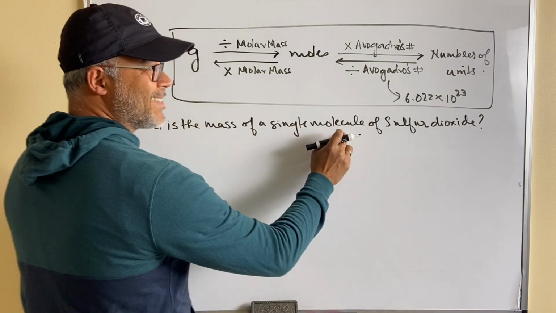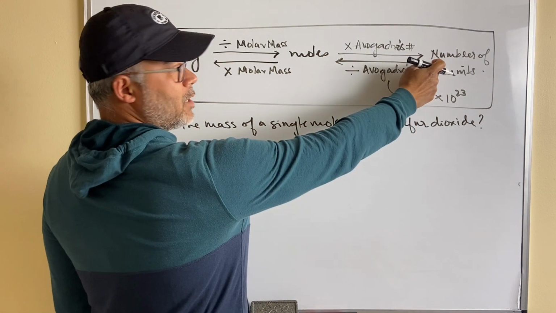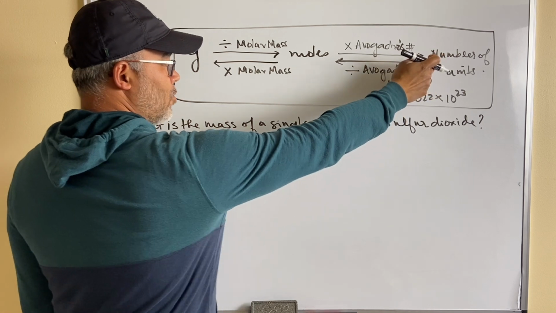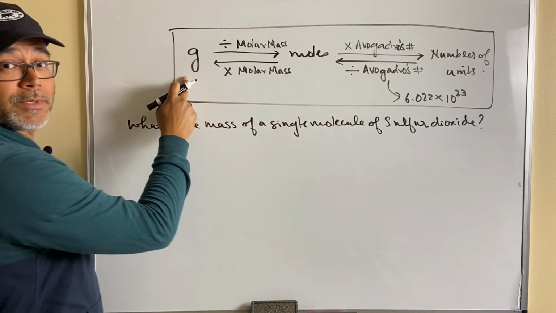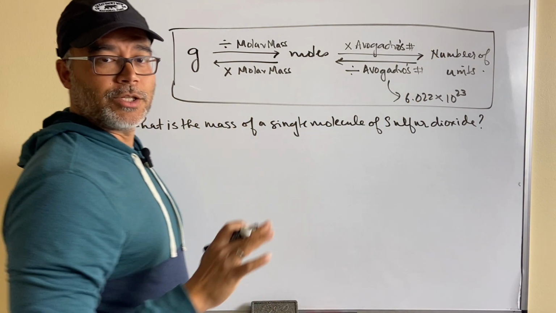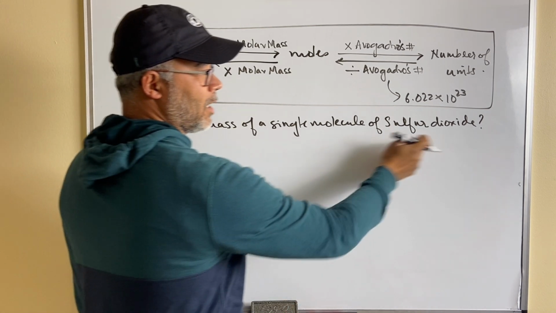So they're starting with a single molecule. So number of units is what the question is starting with. It's asking you to go from a single molecule right up to grams, the mass, okay? Now there are a couple of things you need to figure out here. Number one is, what does sulfur dioxide look like?